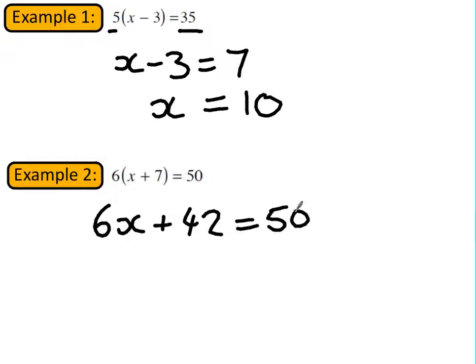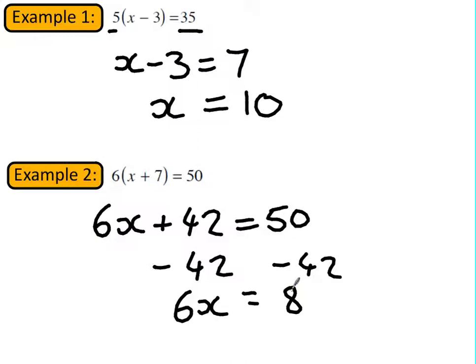Now, again, like in the previous example, we want to cancel out the operations that are happening on the left-hand side. As I can see a plus 42, I can get rid of that by taking 42 from both sides. And you need to remember to do everything to both sides, otherwise the equation won't balance. So that's going to leave us with 6x on the left-hand side is equal to 8 on the right-hand side.